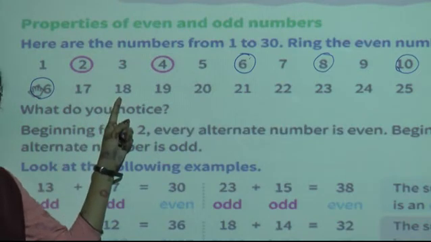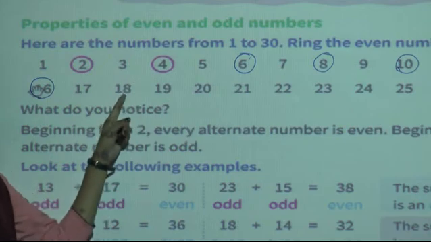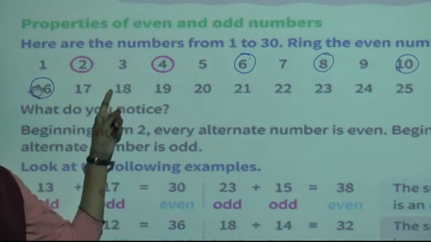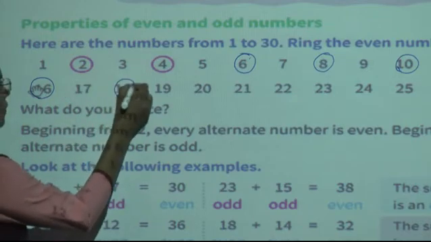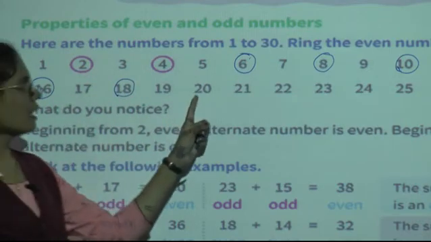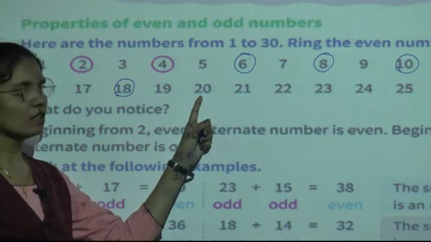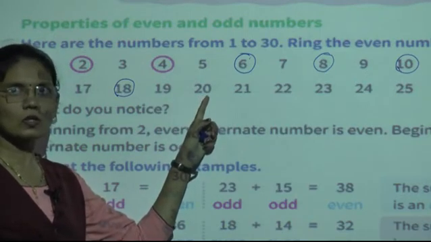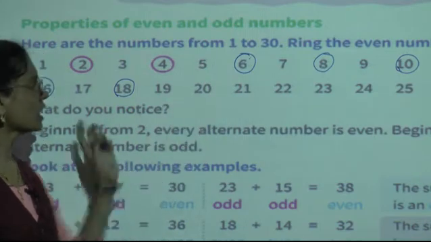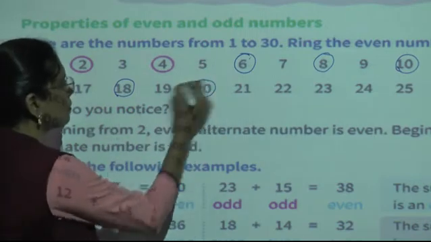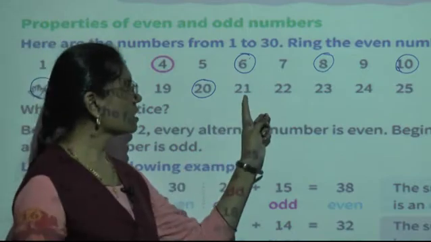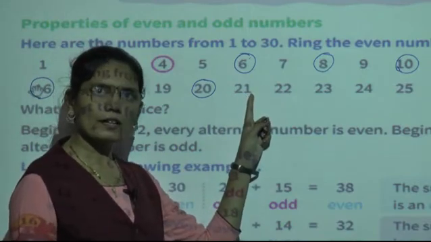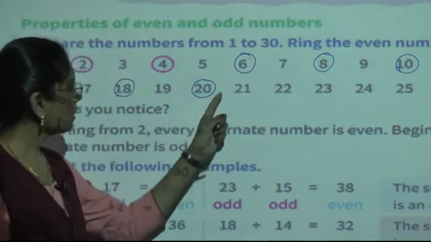Then see this 18. In 18 at ones place 8 is there, isn't it? So 18 is an even number. So we will ring it. Now see this 20. In 20 at ones place 0 is there. Of course 0 is an even number. So 20 is an even number. So ring it. Now see this 21. In 21 again 1 is there, which is an odd number. So we will not circle here.